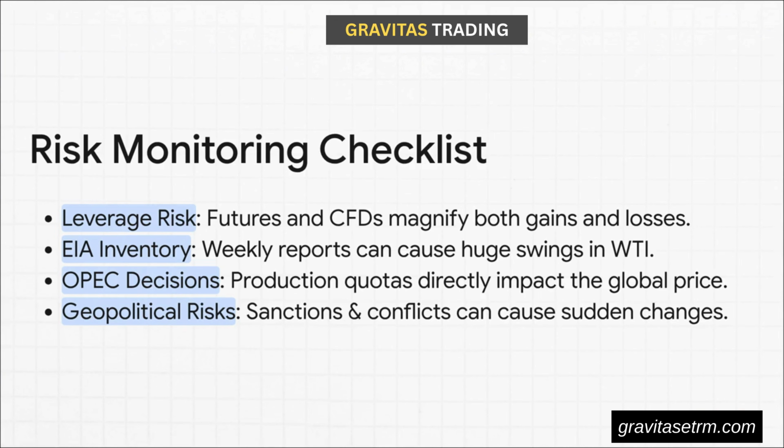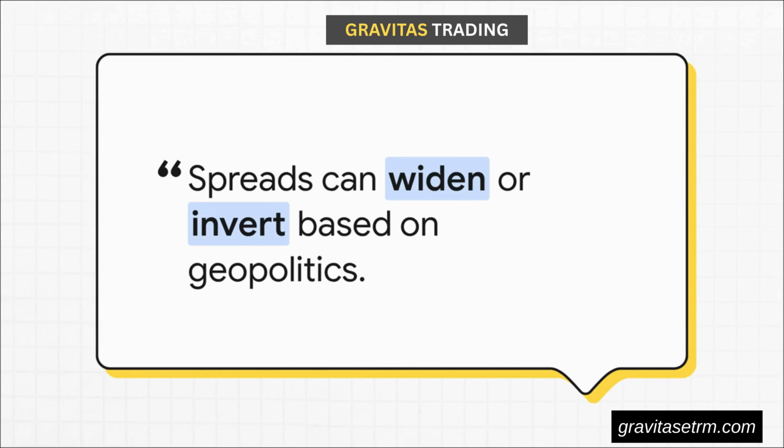First, leverage. It is real, and it can wipe out an account very, very quickly if a trade moves against you. Second, that weekly EIA inventory report on Wednesdays, it can send WTI on a roller coaster. Third, OPEC decisions. Anytime they talk about production quotas, that has a massive impact on Brent. And finally, geopolitics. Anything from a conflict in the Middle East to sanctions on a country can just blow this spread wide open overnight.